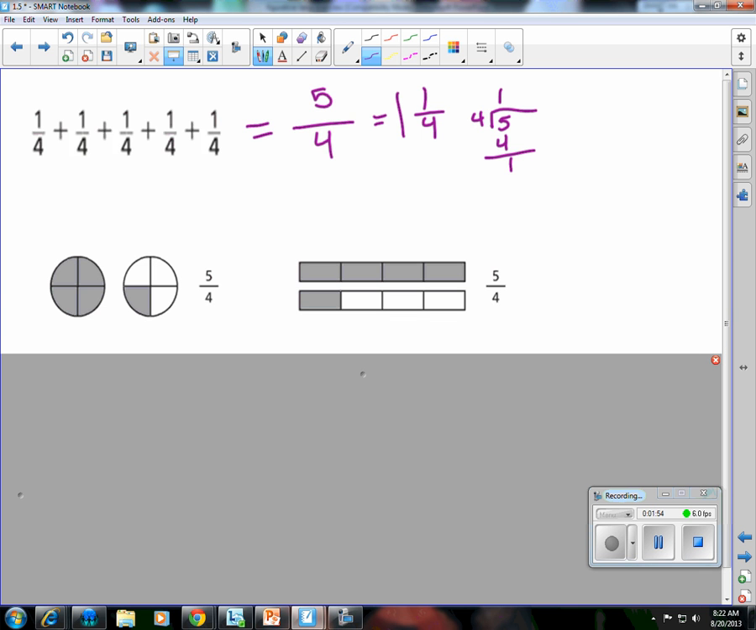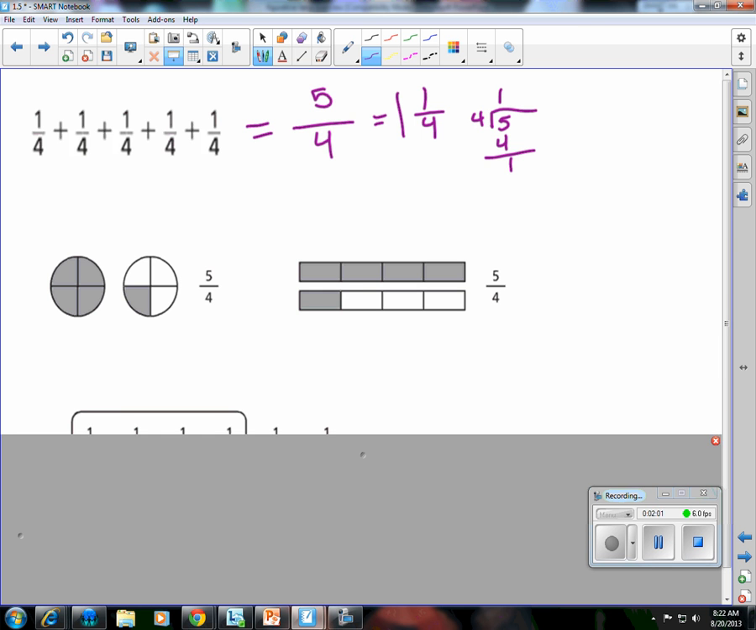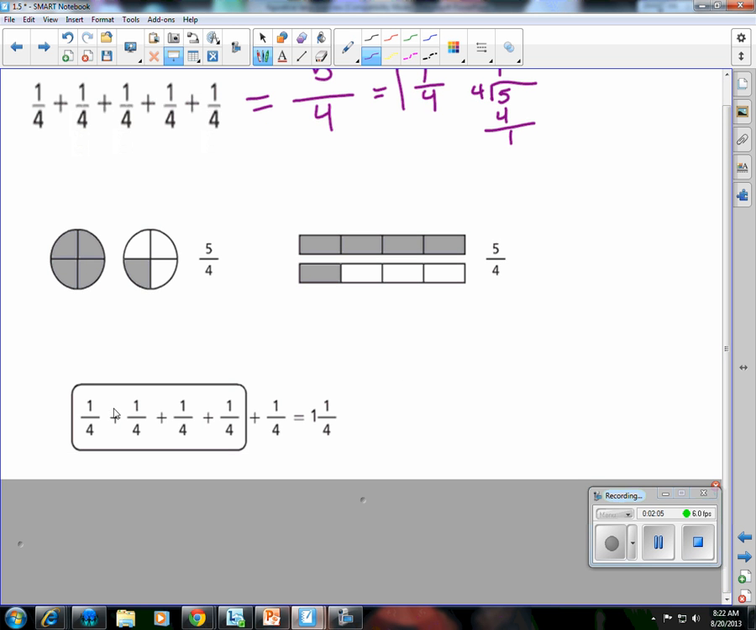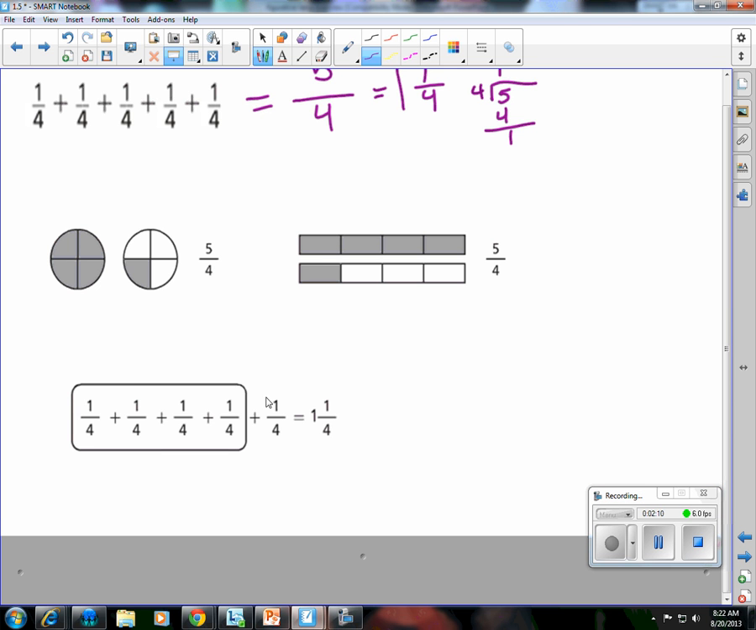Okay, here's some ways to represent that: 1 whole and 1/4. So that's 5/4. Another way to represent that, I could circle all the ones that make 4/4, and I've got 1/4 left over. So this would be like saying 1/4 plus 1/4 plus 1/4 plus 1/4. Well, that equals 1 whole, because 4/4 is equal to 1 whole. These are equivalent. So I have my 1 whole plus 1/4, and 1 whole plus 1/4 is 1 1/4.